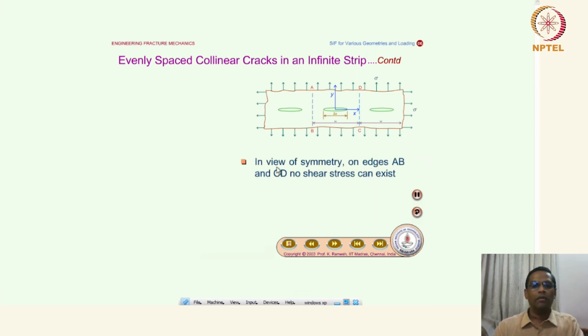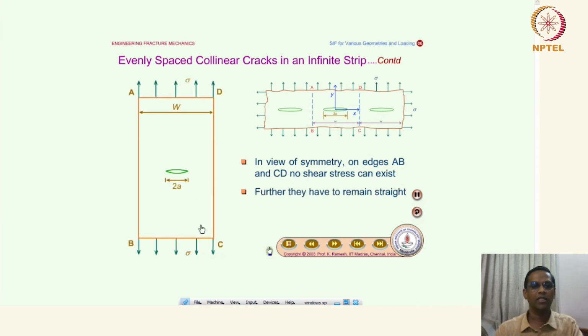In view of symmetry, on edges AB and CD, no shear stress can exist. Suppose you consider a strip like this, which is subjected to uniaxial loading like this. The central crack is of length 2a and the width is W. So on edges AB and CD, no shear stress can exist. Further, they have to remain straight.